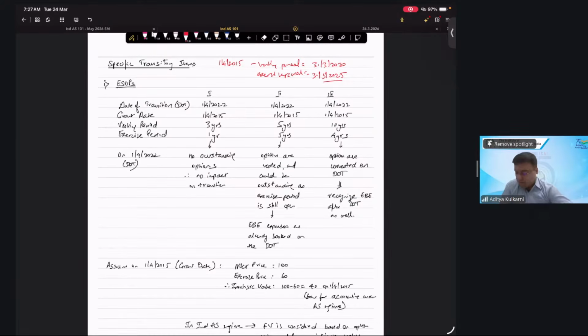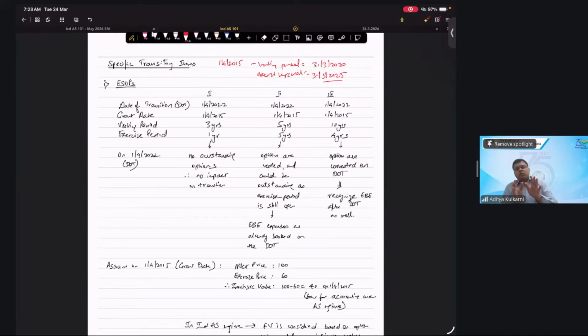Yes, sir. You have to do it on the basis of fair value. So apparently, the SBP reserve, which is created and existing on the date of transition, would that be at intrinsic value or fair value? Intrinsic value. That will be at intrinsic value. I hope, Uma, you are understanding, right? Yes, sir.